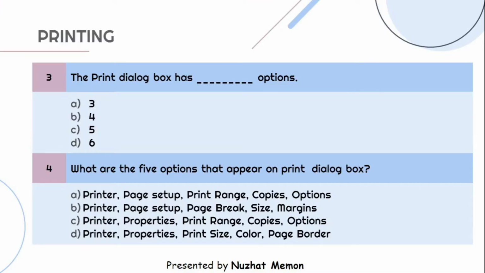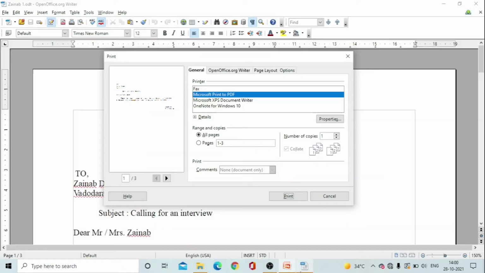The print dialog box has dash option. So print dialog box has 5 options. And what are the 5 options that appear on print dialog box? So they are printer, properties, print range, copies, and options. So we will see these things in here. As we said, there are 5 options. So there is printer, then there is range and copies, then there are properties also, and number of copies, right? And there are different options.